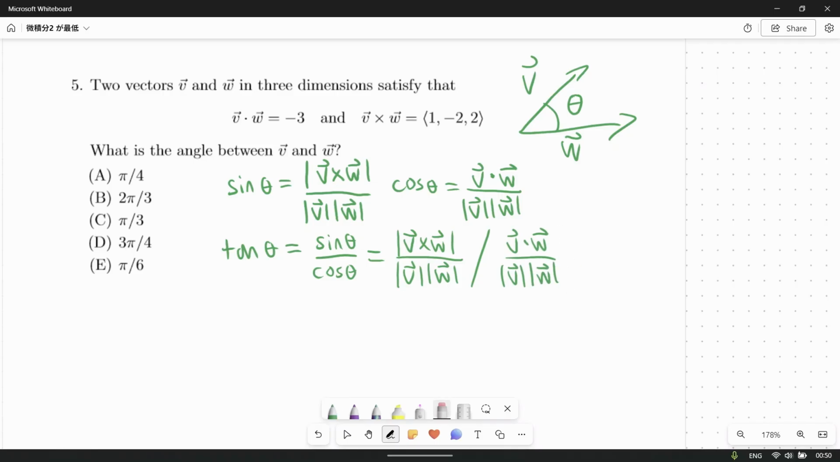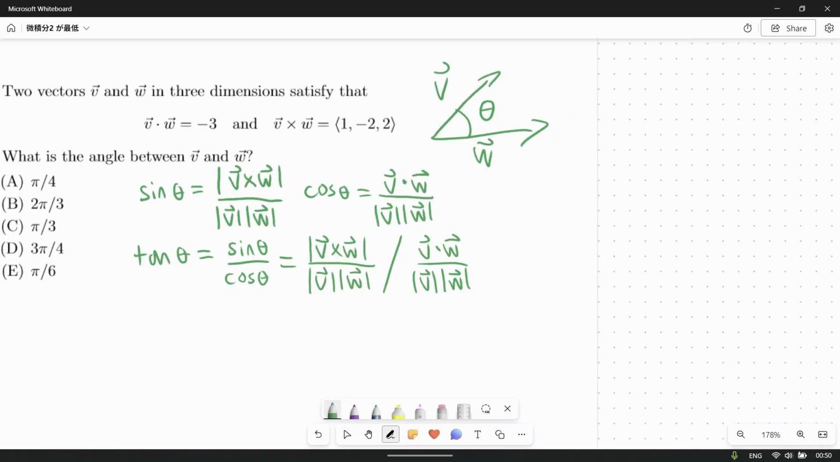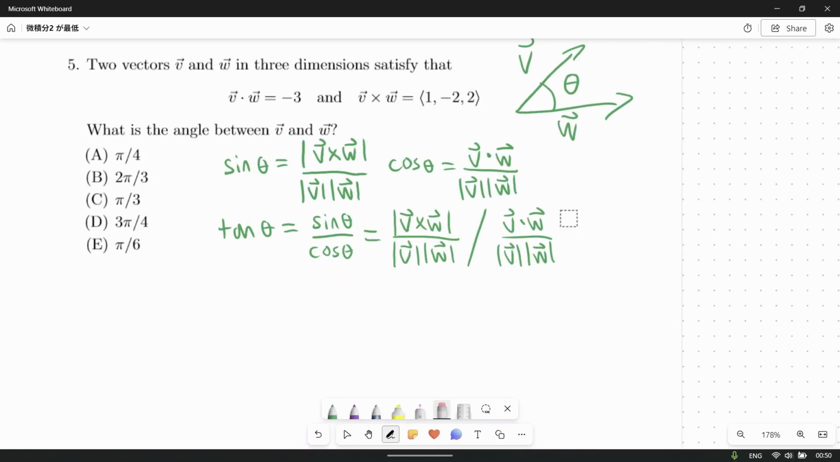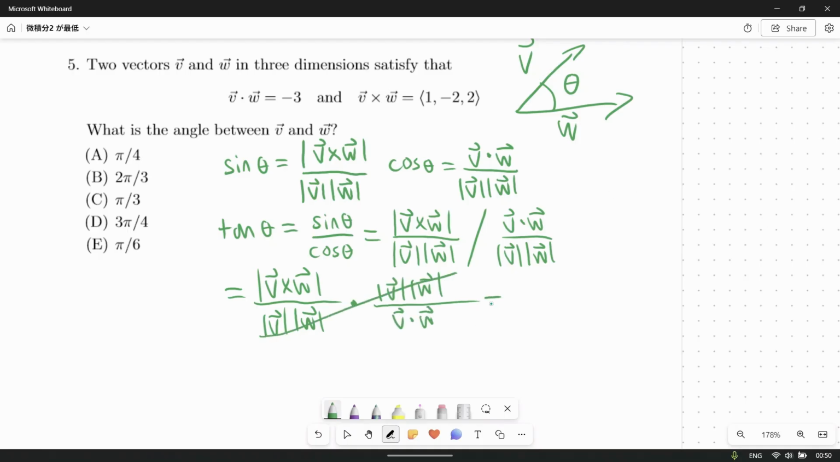And then from here, this can simplify, and with some cross multiplication, this will turn into the magnitude of v cross w over the magnitude of v times the magnitude of w, times the magnitude of v times the magnitude of w over v dotted with w. And then from here, these can cancel, and we just end up with tangent of theta being equal to the magnitude of v crossed with w over v dotted with w.